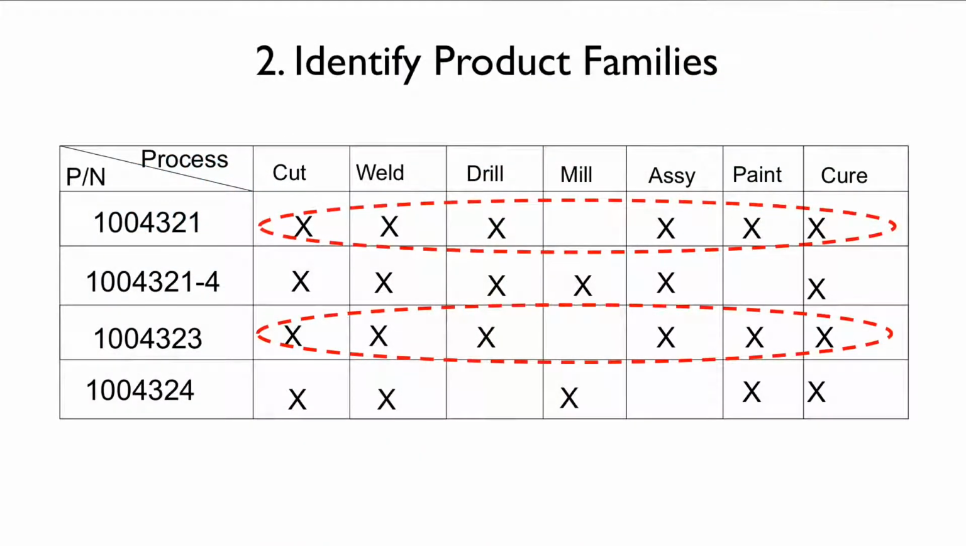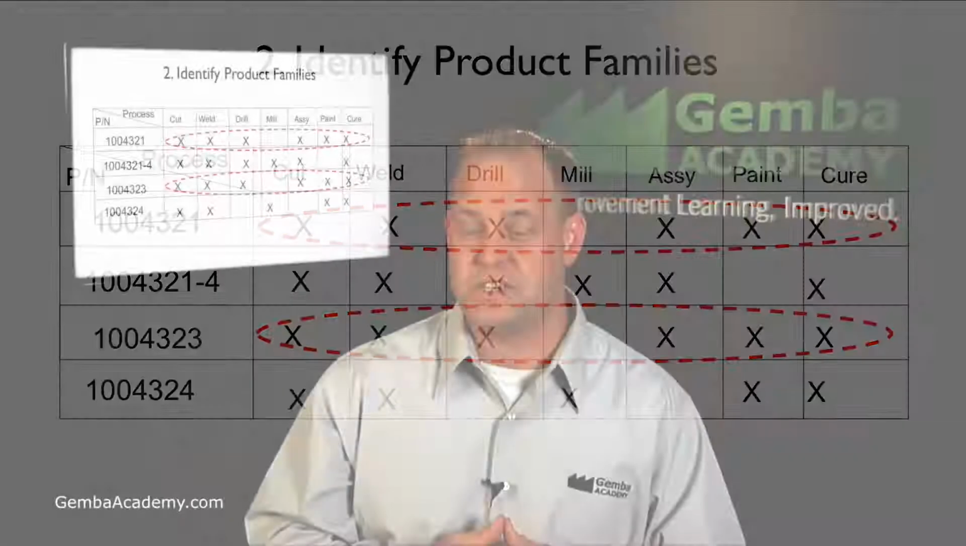The second step is to identify the primary product families. There are some specific tools we'll discuss in a later module where we'll examine things like product routings and product quantity analysis when dealing with manufacturing examples.